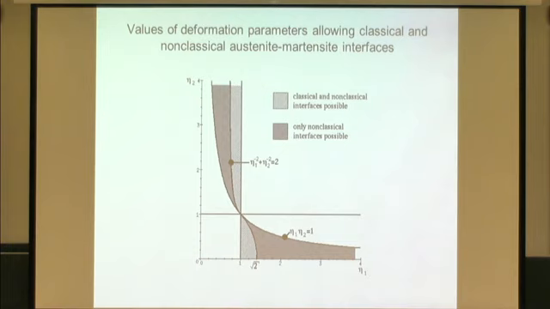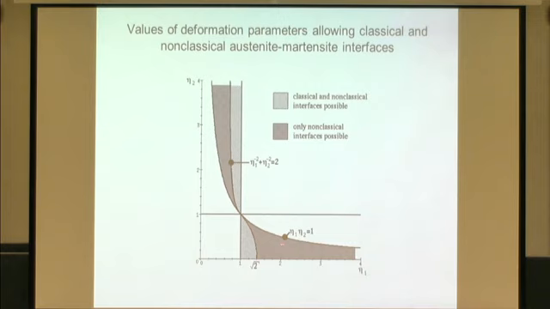So these eta1 and eta2 were the 2 lattice parameters corresponding to the cubic tetragonal transformation. And in the light shaded region are the values of eta1 and eta2 for which you can make a classical austenite-martensite interface with a simple laminate, like I showed you.